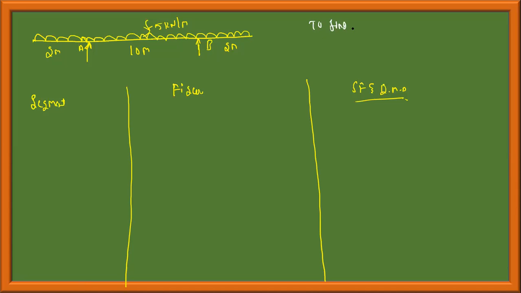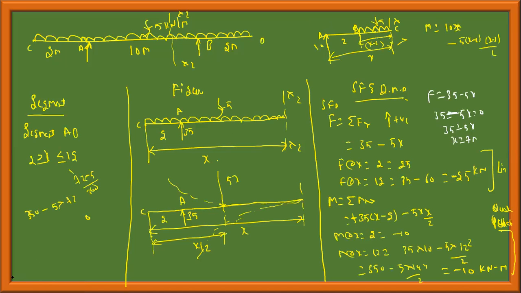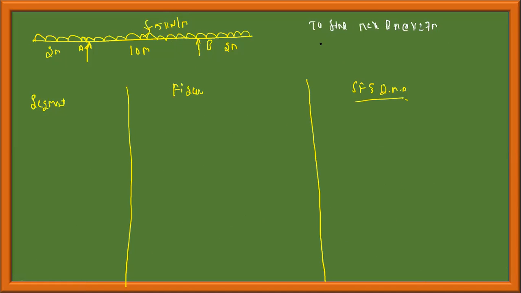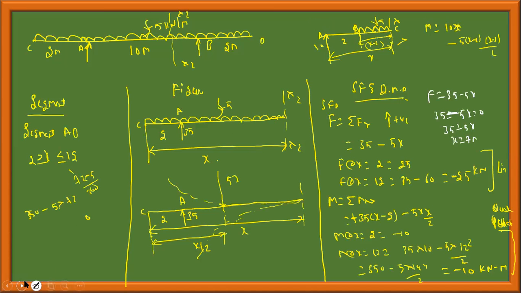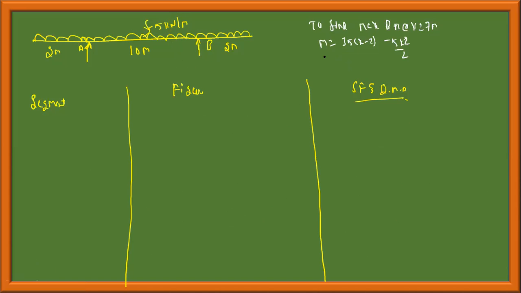To find the maximum bending moment at x equal to 7 meters, I will take that equation: M is equal to 35x minus 2 minus 5x square by 2. At x equal to 7, M max is 35 into 5 minus 5 into 49 by 2. Can you tell me this value? Tell me soon.